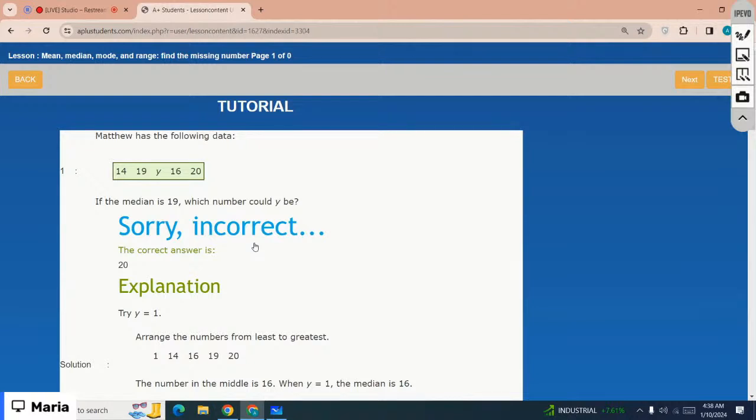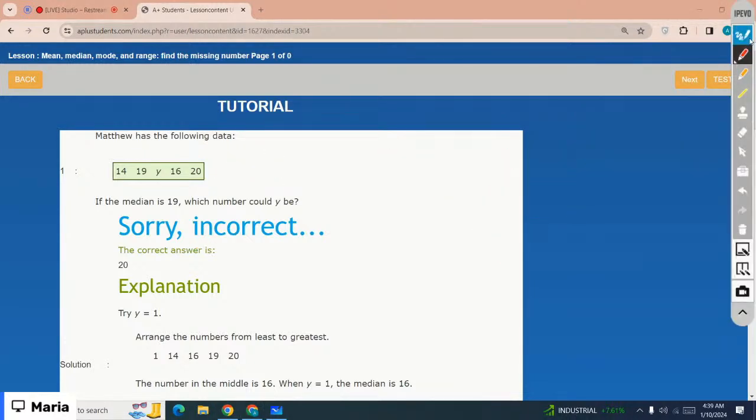Okay, Matthew has the following data. If the median is 19, which number could y be? Median means the middle number of the given data, right? So 19 is the middle one. Before the median, you have all the numbers that are less than the median, and after the median, you have all the numbers that are greater than the median, right?